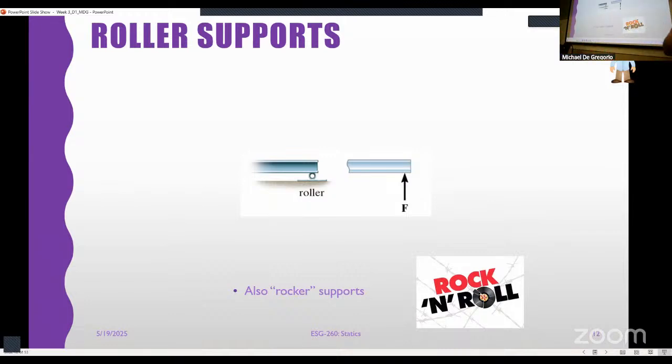Think about how this is allowed to move on a roller. It is allowed to move left and right. We are not resisting that motion. But we certainly do not want it lifting up off of the ground. And so the only reaction we have here is, in fact, from it sitting on the ground. That normal force there. So a roller or a rocker will always have a single reaction force normal to the surface that we are touching. Always.